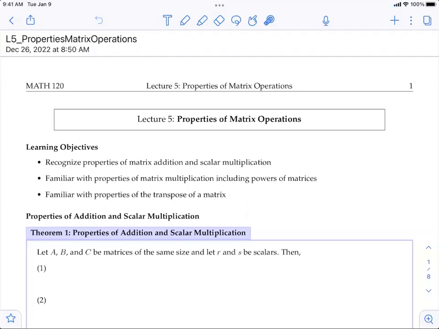Hello, everyone. So this is lecture 5. In this lecture, we're going to talk about the properties of matrix operations.